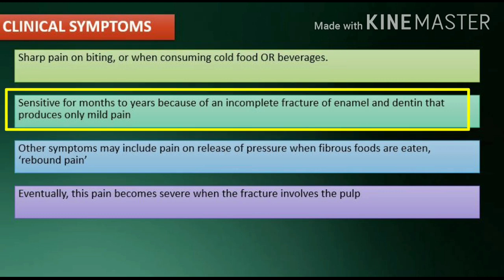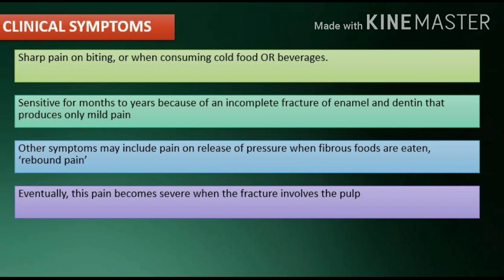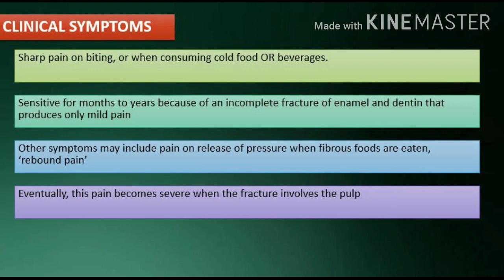years because of an incomplete fracture of enamel and dentin that produces only mild pain. Other symptoms may include pain on release of pressure when fibrous foods are eaten. Rebound pain: eventually, this pain becomes severe when the fracture involves the pulp.